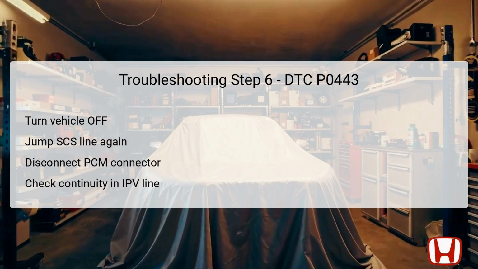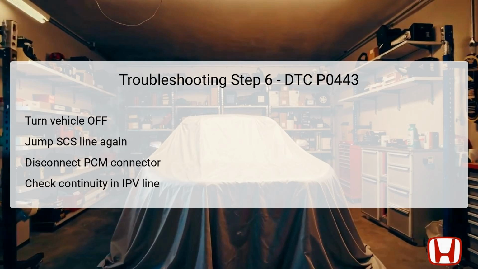The 6th step focuses once again on the IPV line, but checks for potential open circuits. As previously done, begin by setting the vehicle to off mode for safety. Use the HDS to jump the SCS line, waiting for over 1 minute to stabilize the system. Next, disconnect the PCM connector E, ADP, to segregate active circuits and minimize interference during testing.